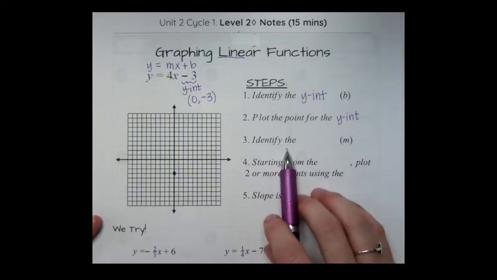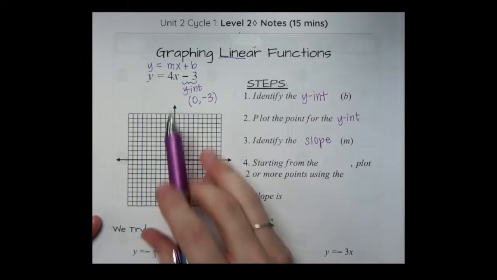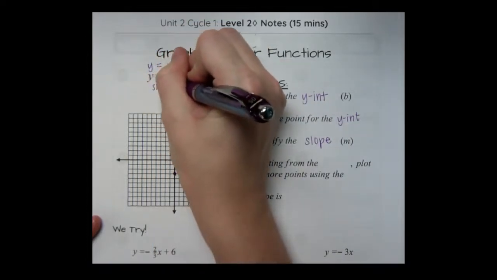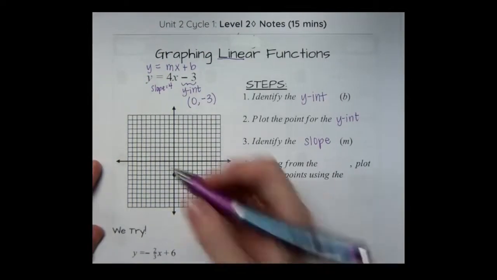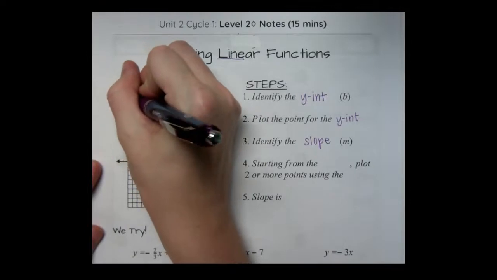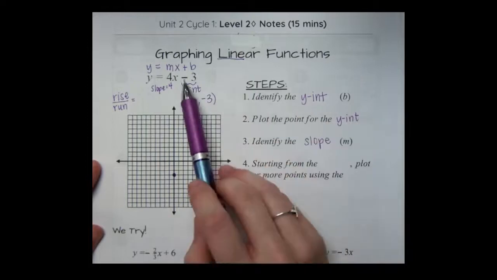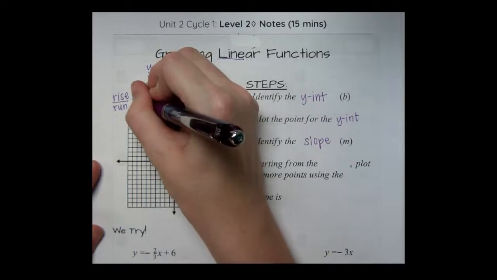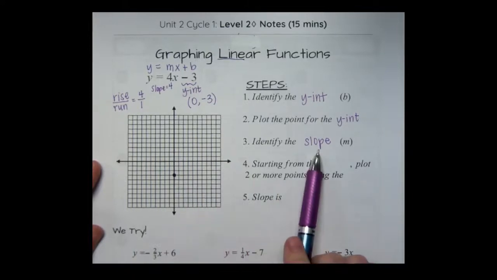Our third step is to identify the slope. That is our m value in our equation. So our slope is equal to 4. Now, you may remember that slope means rise over run. So when we have just a number, so just a 4, it's kind of like 4 over 1. And we know that 4 divided by 1 is just 4. So we've identified our slope.